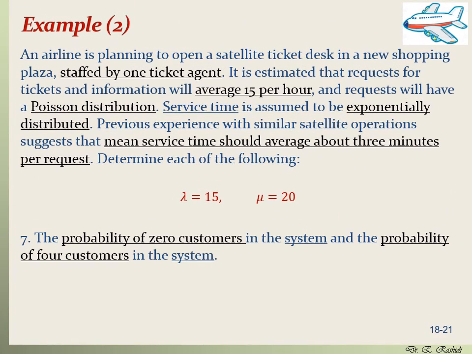The seventh part of the question is asking to compute the probability of 0 customers. That asks for P sub 0, the probability that there are 0 customers in the system, and also the probability that there are at least 4 customers in the system. So P sub 4 and P sub 0. Please pause here, use the formula and the data that we have here to compute these two values, and then come back to see the solution.